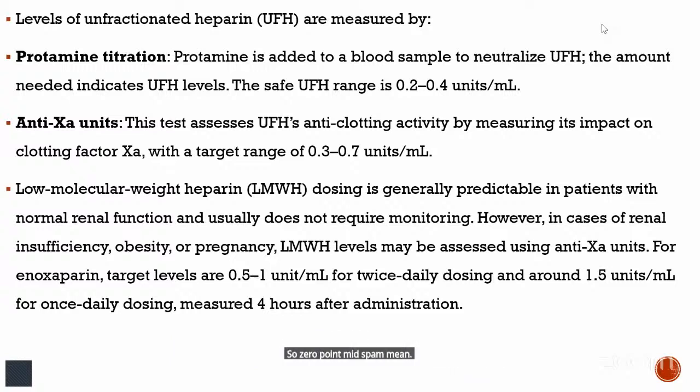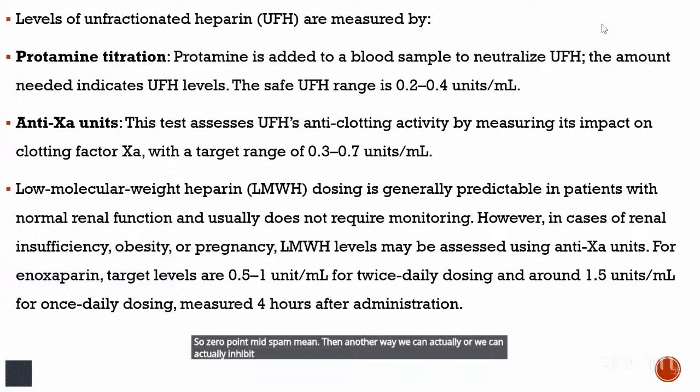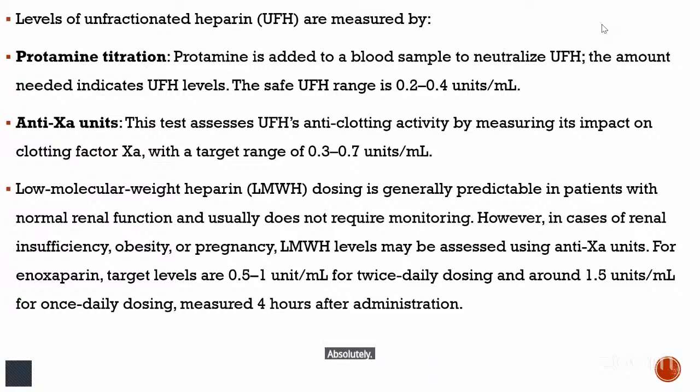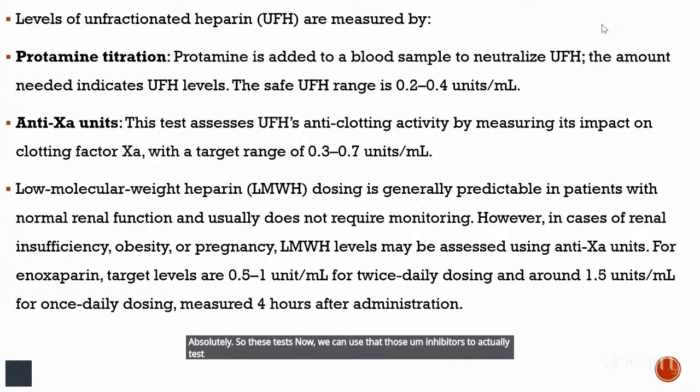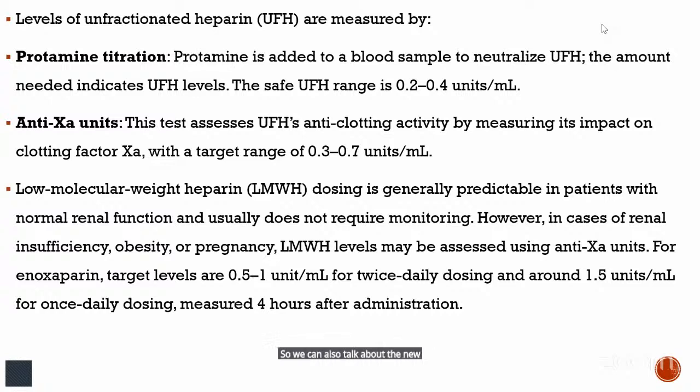Then another way is using drugs that act as inhibitors of factor 10a. Remember, we said heparin acts on factor 10a. We can use those inhibitors to test the anti-clotting activity of unfractionated heparins by measuring its effect on clotting factor 10, with a target range of 0.3 to 0.7 units per mL.